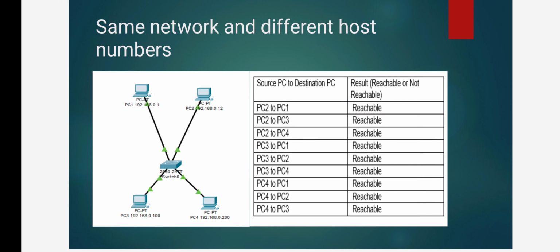PC2 to PC3. PC2 has the network part of 192.168.0, and PC3 also has the same network part. So PC2 and PC3 are reachable because they are connected to each other. These two IP addresses have the same network, but in their host part they are different, but they are reachable to each other.